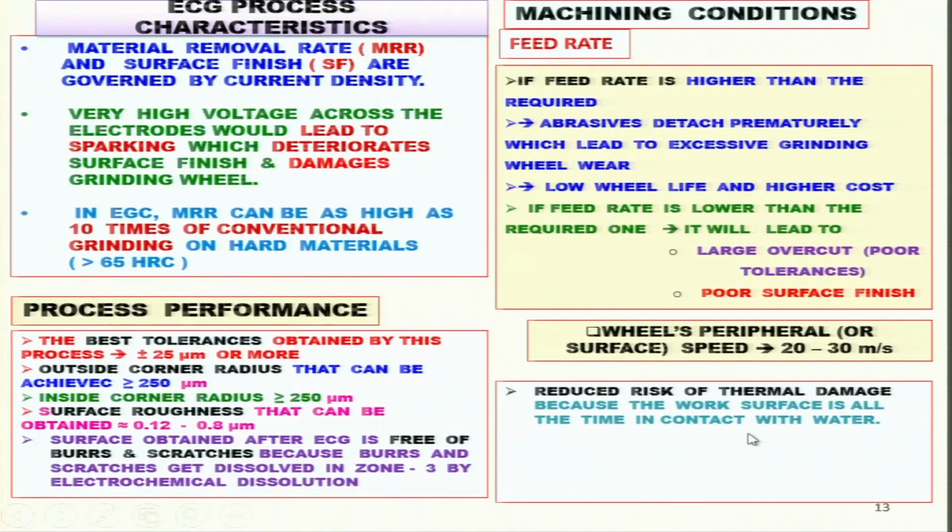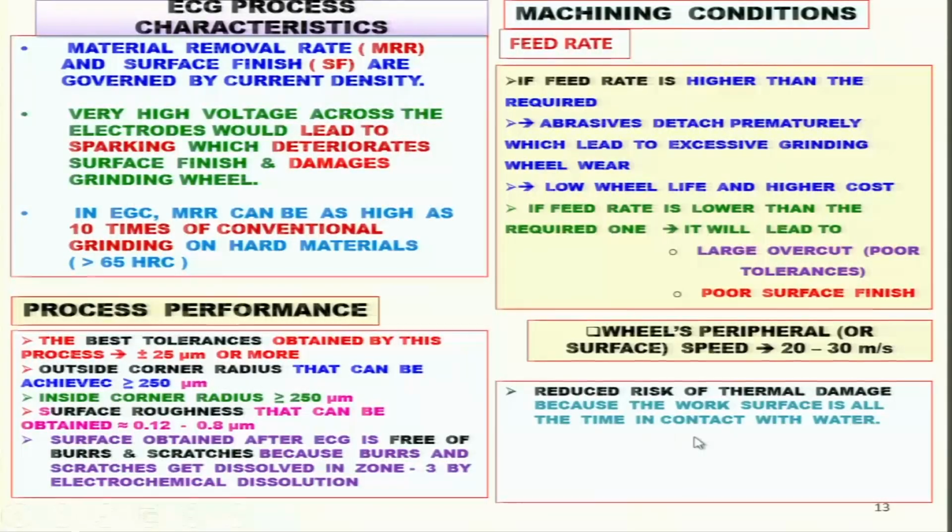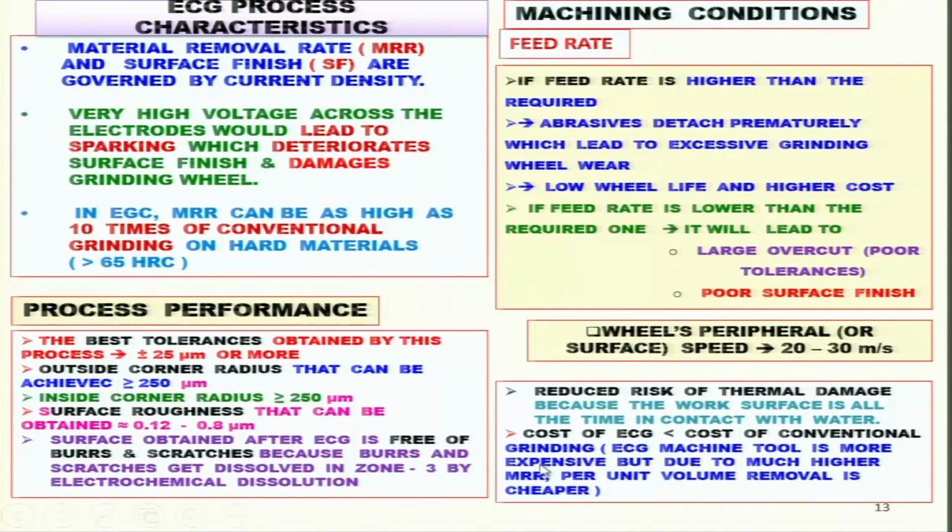You have reduced risk of thermal damage in electrochemical grinding as compared to conventional grinding, because the workpiece is all the time in contact with the electrolyte, which has very low temperature, around your room temperature or the place where you are performing this operation, because the work surface is all the time in contact with water having low temperature.